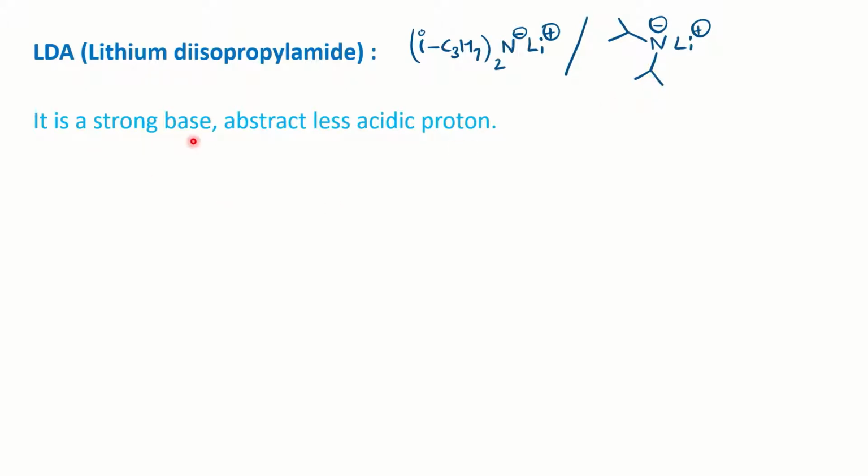It is a strong base, and what is the role of this base? It abstracts the less acidic proton. Usually whatever base we take, NaOH, KOH, all these bases abstract the most acidic protons, but the utility of this LDA is whenever you want to do the alkylation or reaction to occur on the less acidic proton side, you have to use a strong base like LDA. Okay, so it is a strong base, abstract the less acidic proton.